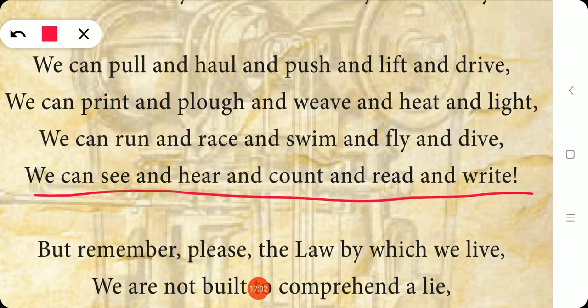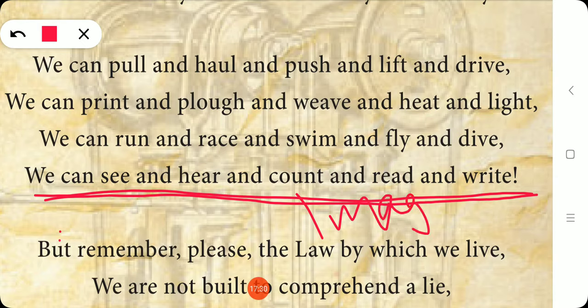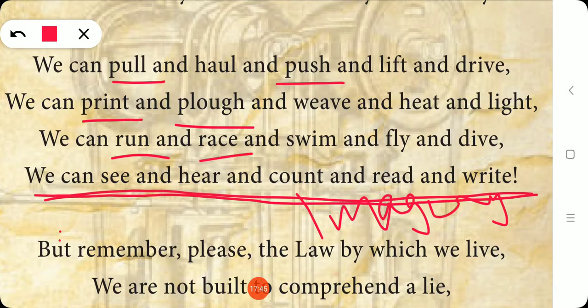What is imagery? It is the visual representation of ideas. It will create an imagination in the minds of the reader. See, look at the last line. We can see and hear and count and read and write. By reading this line we can imagine in our mind how the machines will be able to see, hear, count, read and write. So this is an example for imagery which we have seen already, I hope. There are many alliterated words in this stanza. Pull, push, P sound is repeated. Print, plow, again P sound is repeated. Run, race, R sound is repeated.